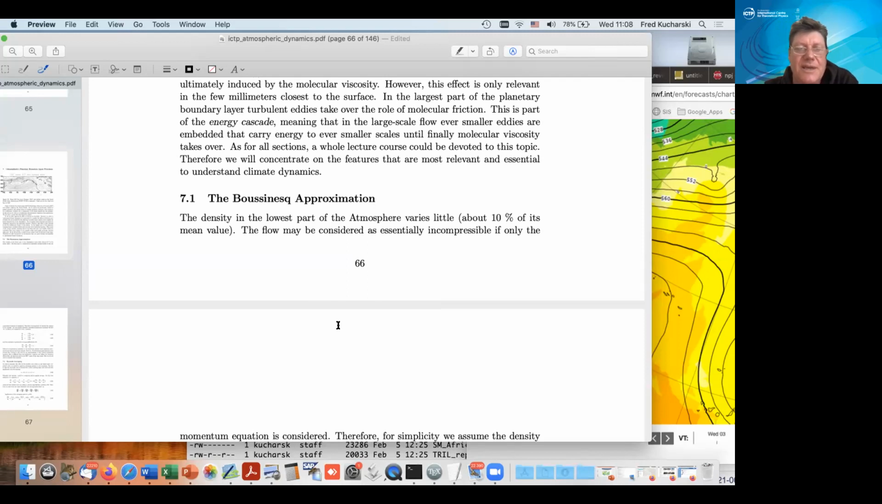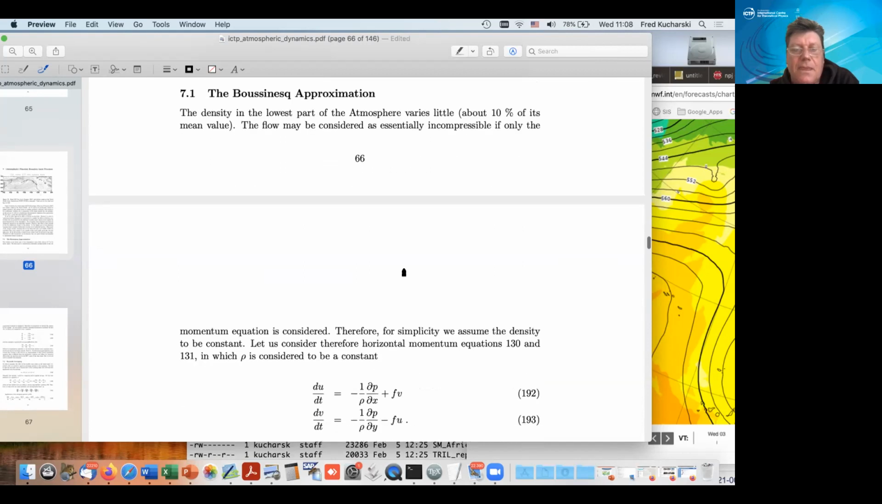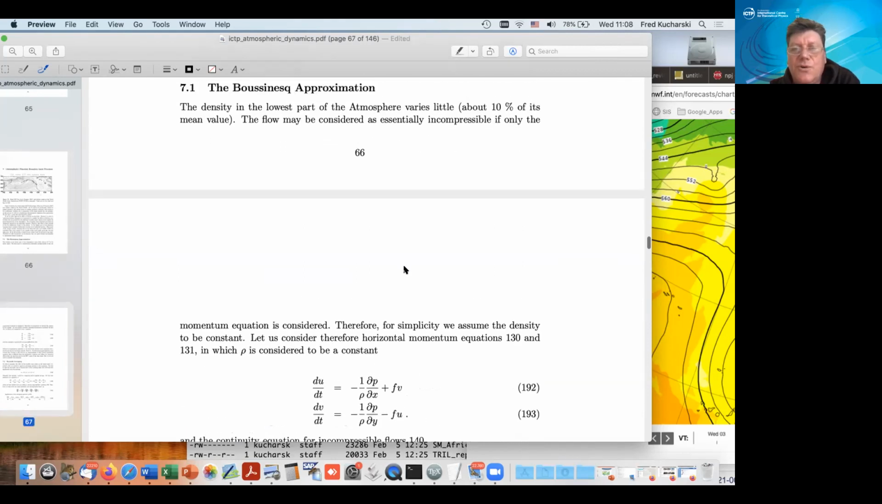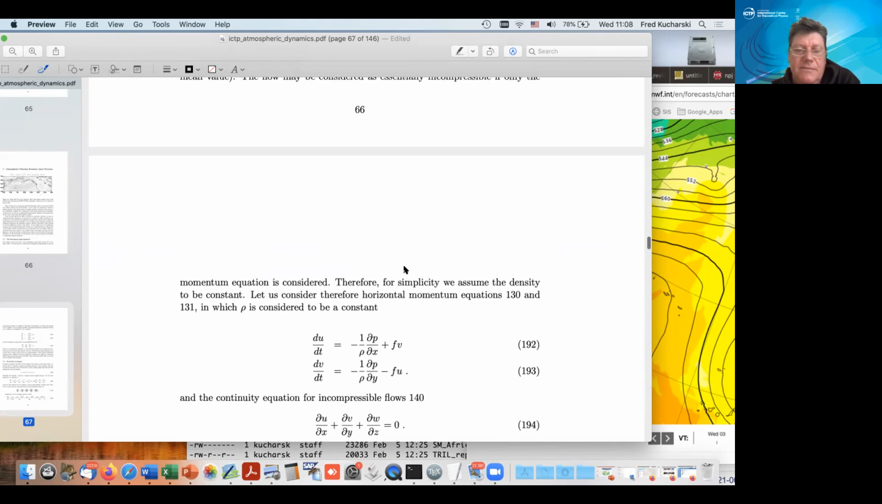So again, we are using something called the Boussinesq approximation, which for our case essentially means that we go back to the shallow water model. We consider just the lower part of the atmosphere, where the density varies very little. Of course, that's not true if we go up to the high troposphere, but in the lower troposphere that would be the case. Maybe the density varies only by up to 10% or so. And that means we can again use the incompressibility equation.